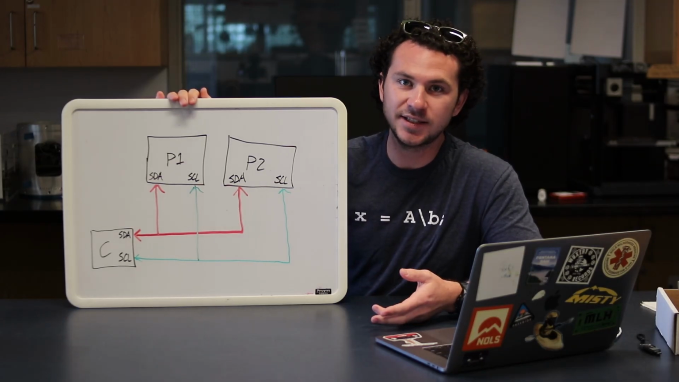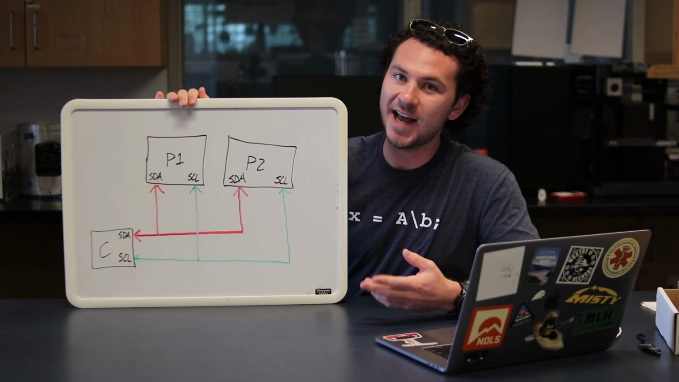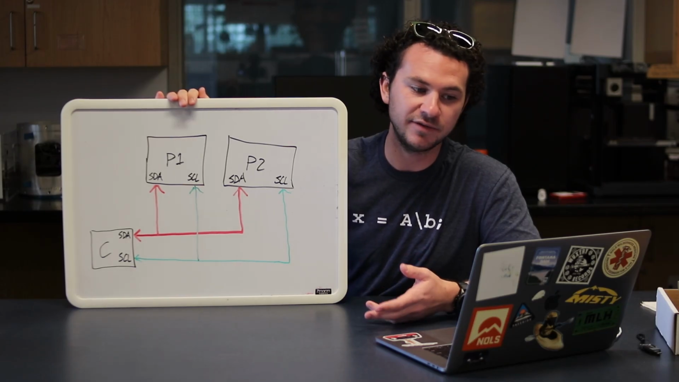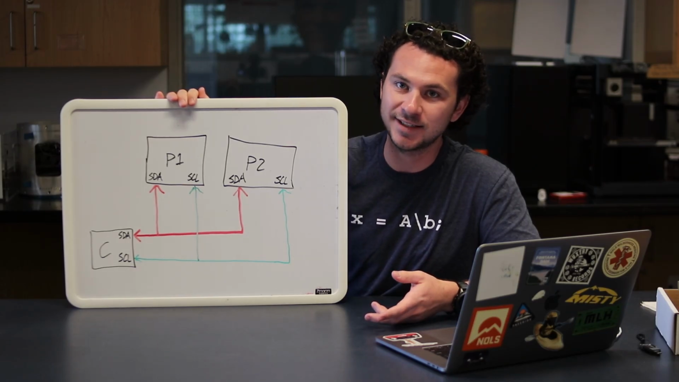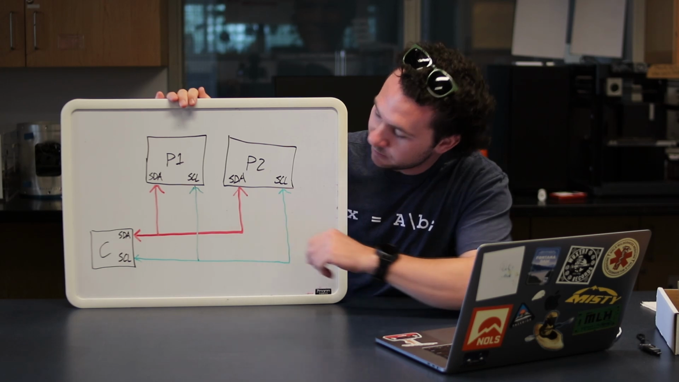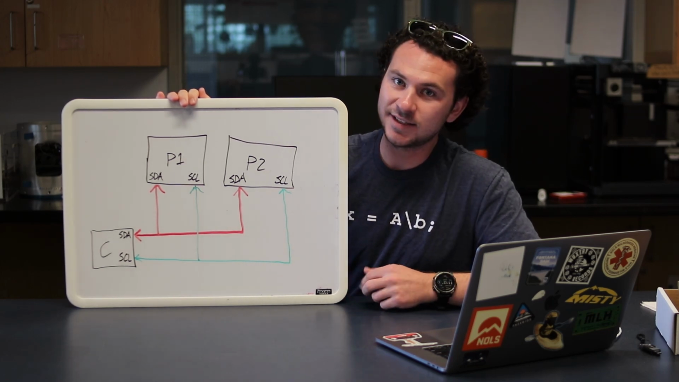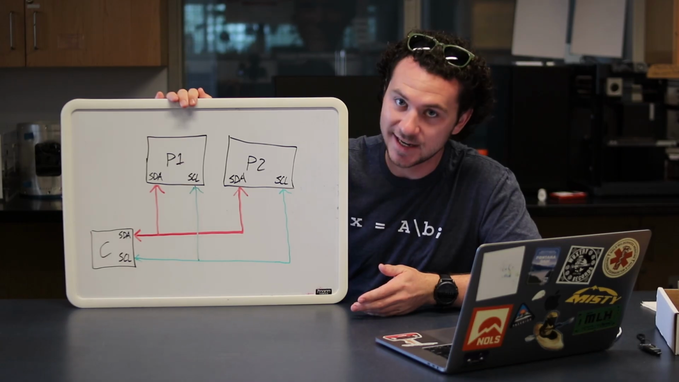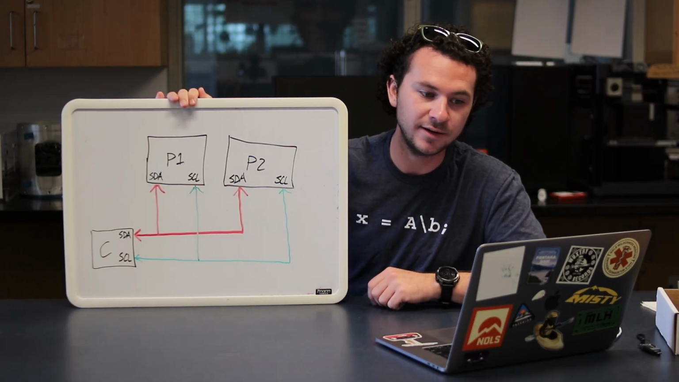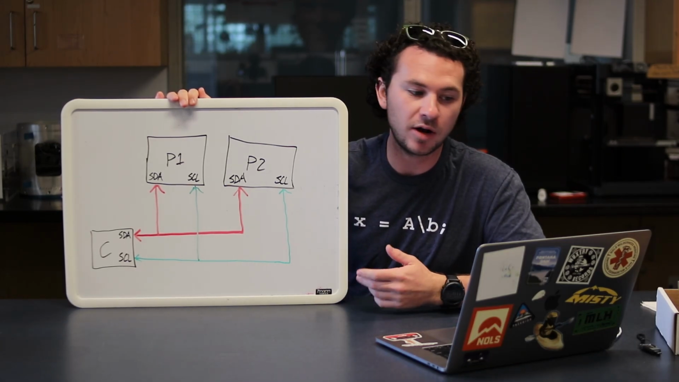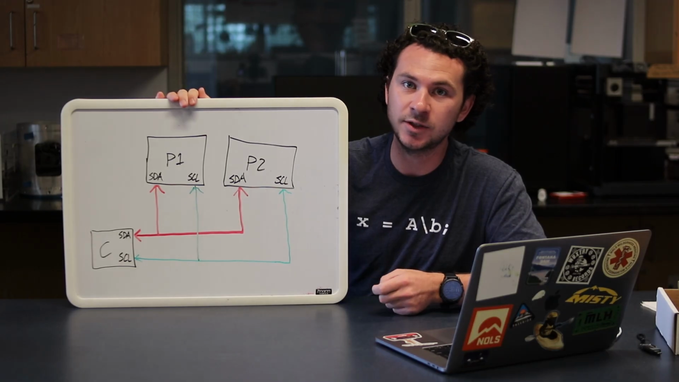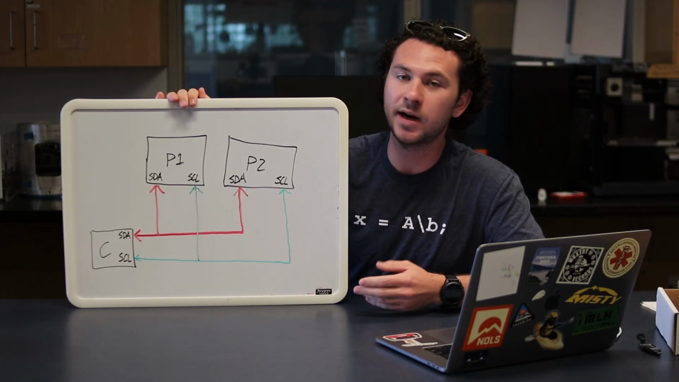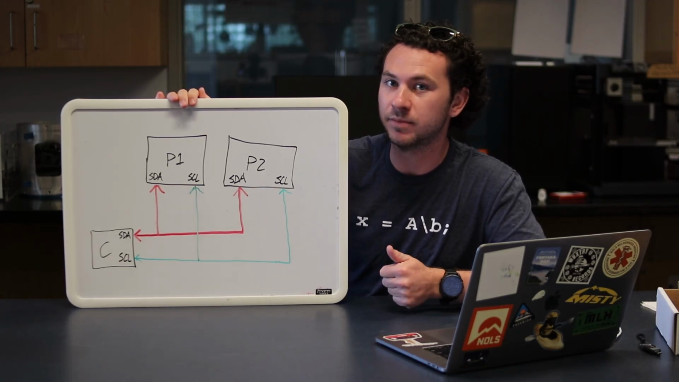To connect devices over I2C, the SDA pin on each device must be connected to an SDA bus, shown here in red. The SCL pins on each device must likewise be connected to an SCL bus, shown here in green. It's important to remember all these devices need to be connected to a common ground, but we're going to omit that from our diagram for simplicity.